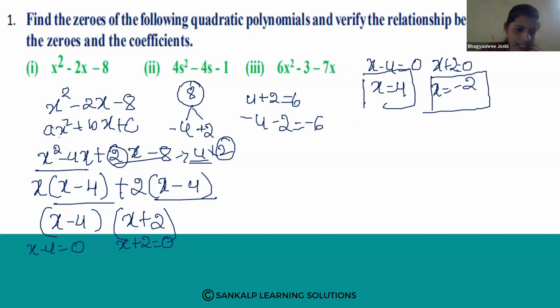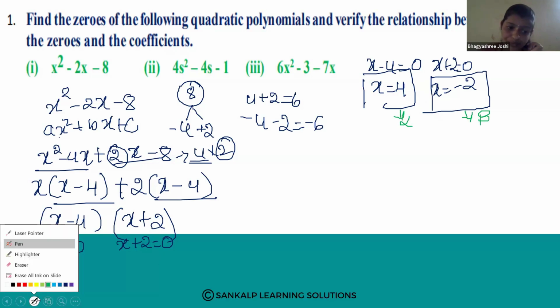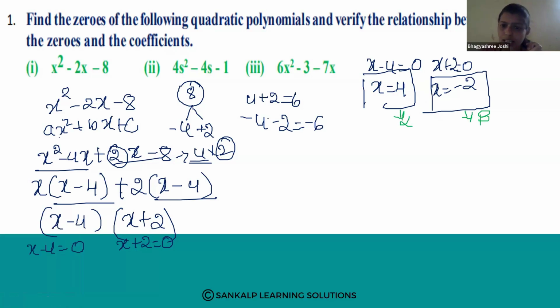Now, dear children, what will I call these? Let us name these two. This is alpha and this is beta, right? So now the value of alpha is 4 and the value of beta is minus 2. Clear? Is that clear? Is it clear to you so far? If you have any doubt, then ask me. Okay.